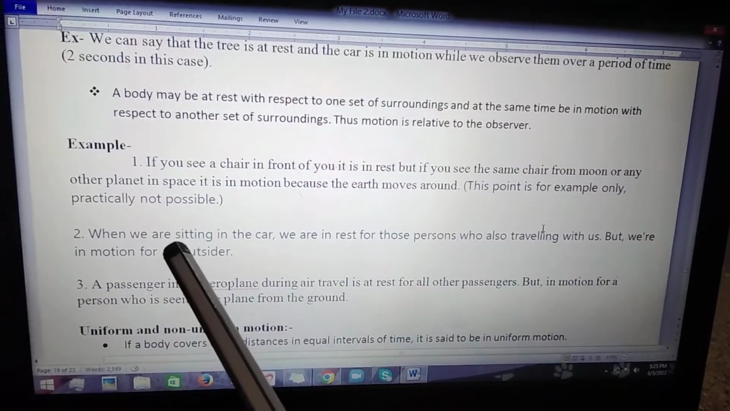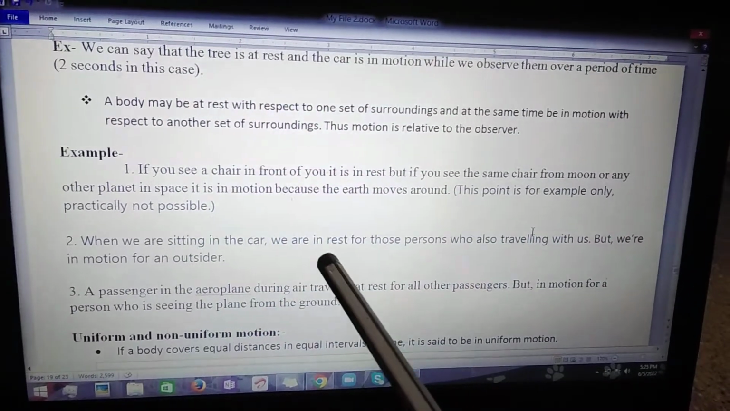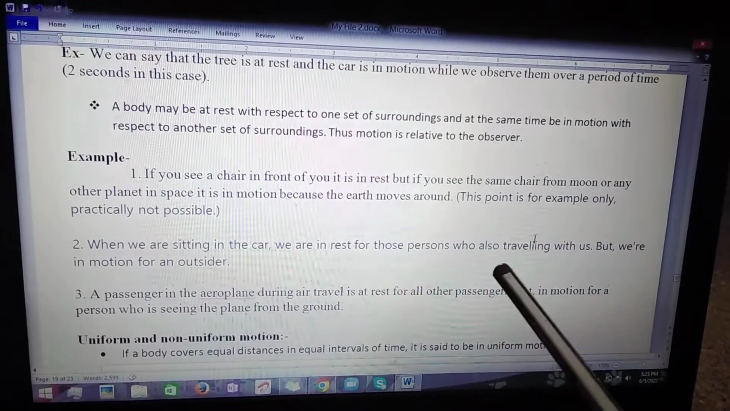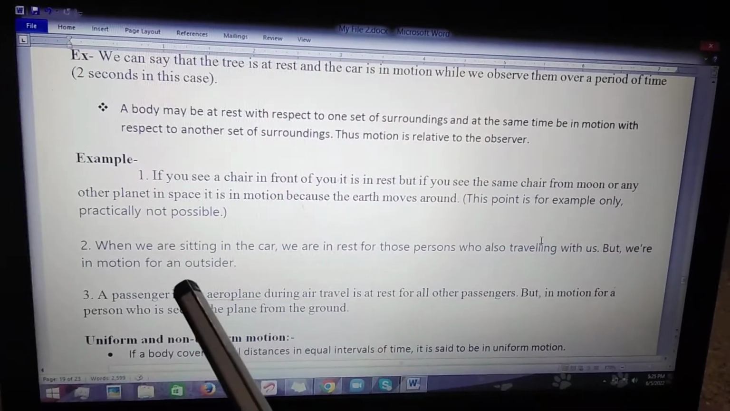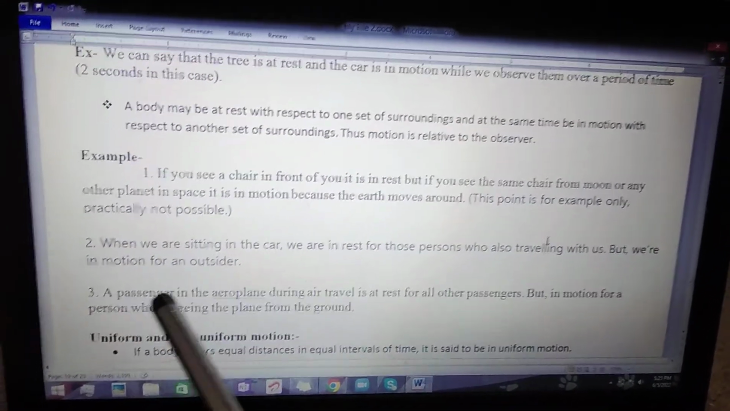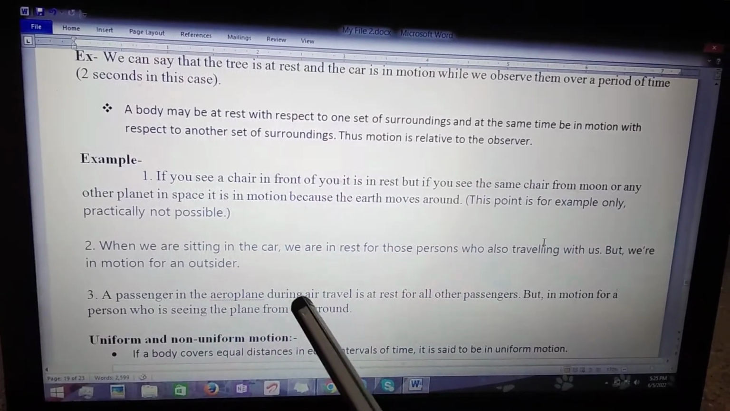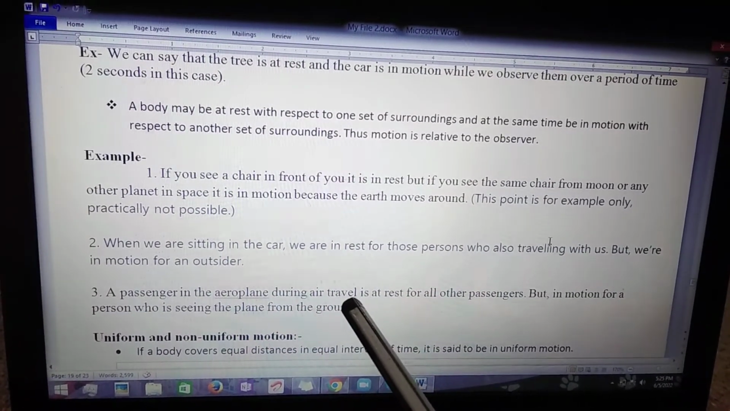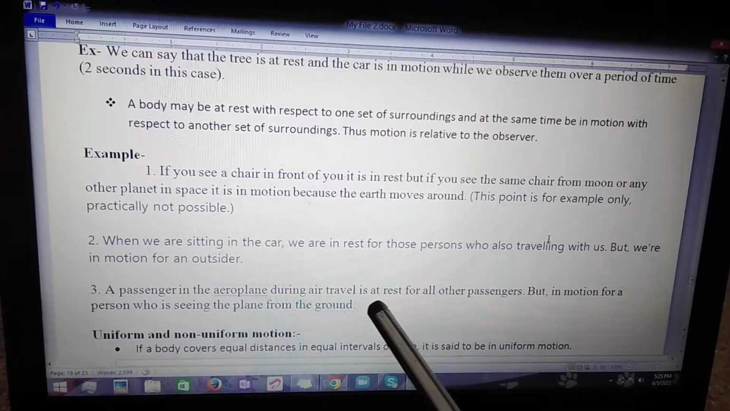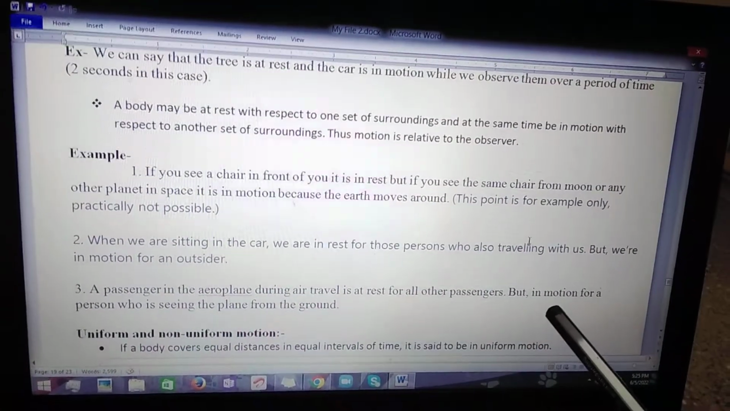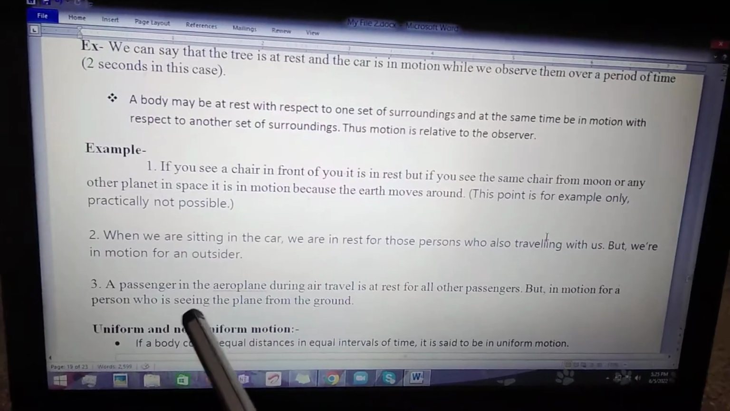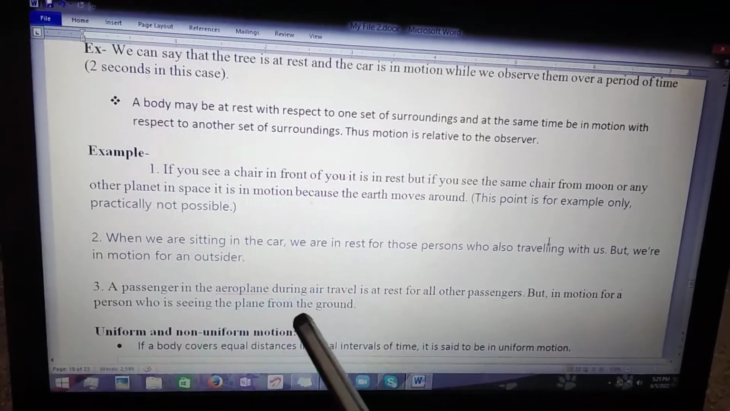When we are sitting in a car, we are at rest for those persons who are traveling with us, but we are in motion for an outsider. A passenger in an aeroplane during air travel is at rest for all other passengers, but in motion for a person who is seeing the plane from the ground.